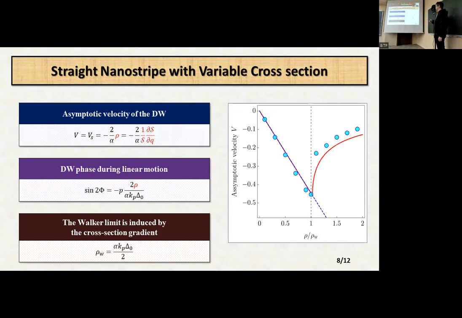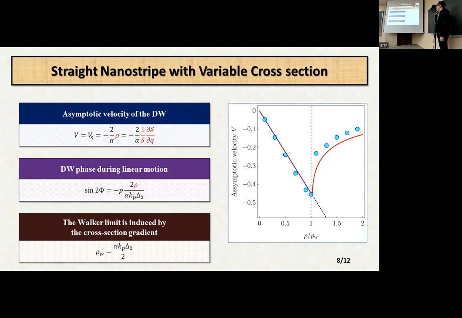We have solved this system of equations and derived an asymptotic velocity of the domain wall caused solely by the gradient of the cross-sectional area. The first formula. The domain wall phase in the linear portion of the graph is constant and is derived by the second formula.